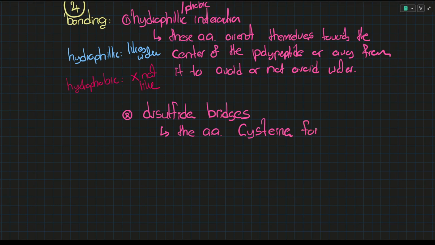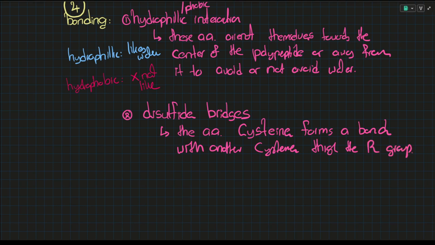The amino acid cysteine forms a bond with another cysteine, so that's the disulfide bridge, through the R group, because sulfur is actually present in the R group. So you have a disulfide bridge forming from cysteine to cysteine. We typically represent it like this.